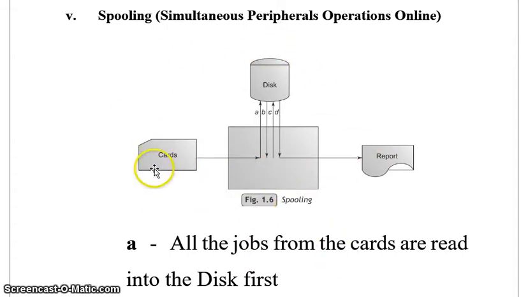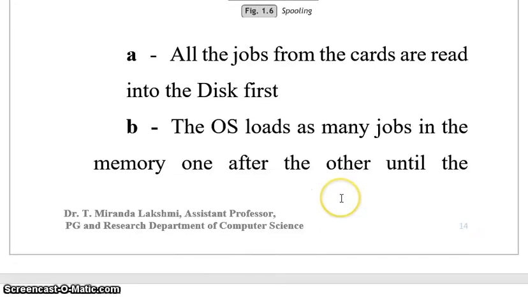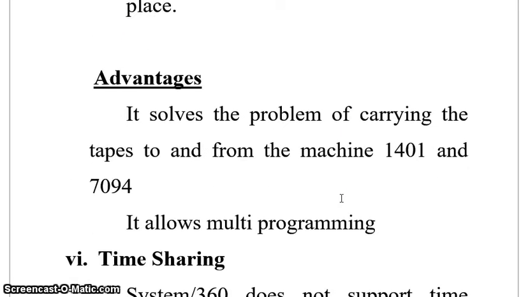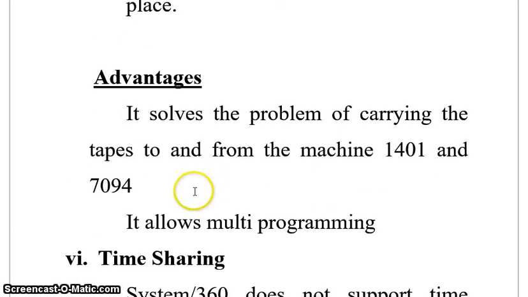So these are the peripherals. All the peripherals are working simultaneously, so it is called simultaneous peripheral operation online. The advantage is that it solves the problem of carrying. I already told you that in the 1401 machine and the 7094 machine, it was going on carrying from one place to another. So the advantage is to reduce this processing.